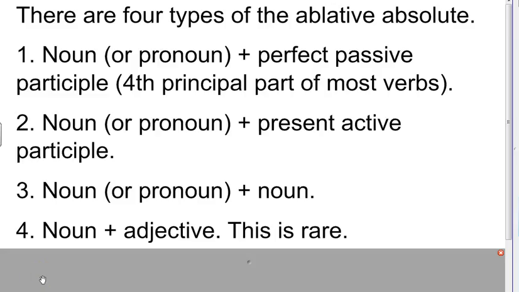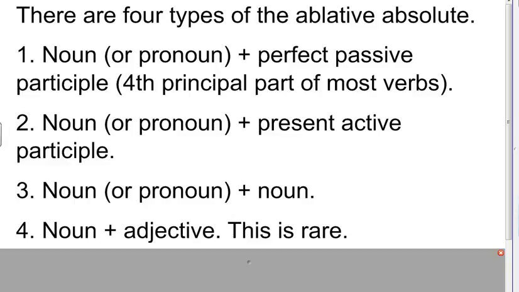The three other forms start with a noun, and now, in this case, a present active participle. You'll see a fair number of these, maybe 10 or 15% of the time. The third form is a noun plus a noun. We'll show you some examples of that in some of the following slides. And lastly, noun plus adjective. This is on the rare side, but you do see them from time to time.